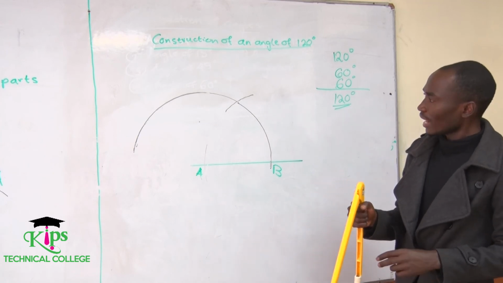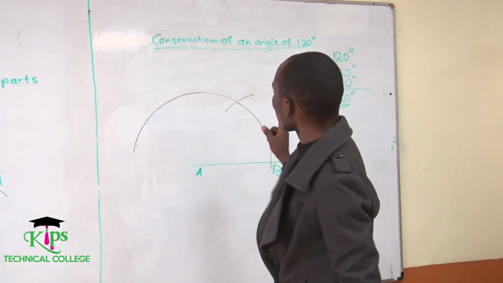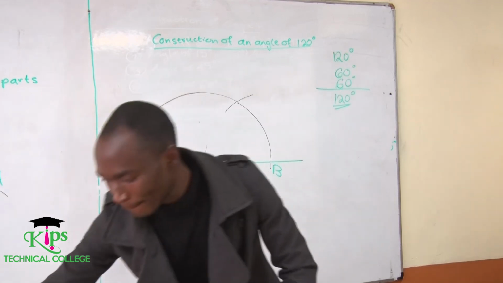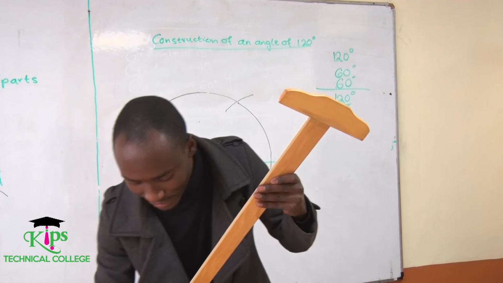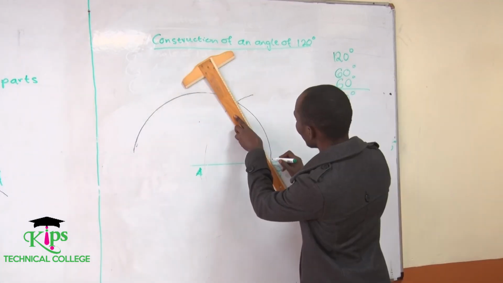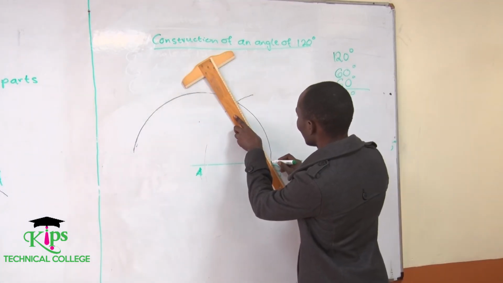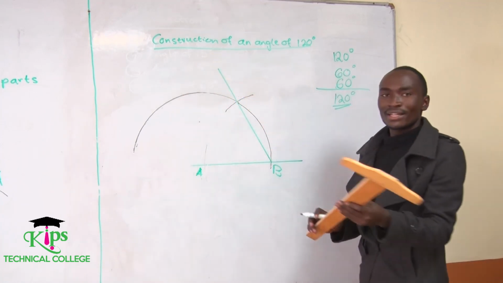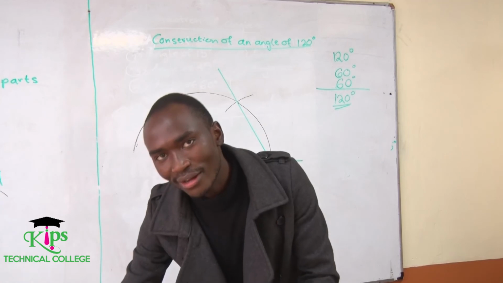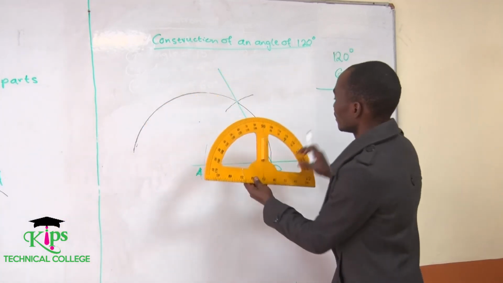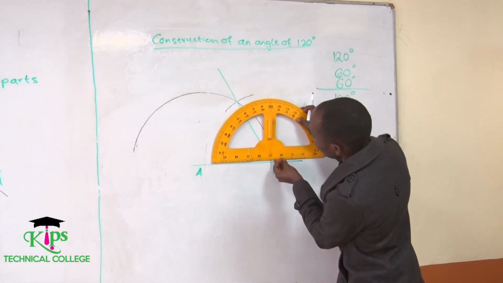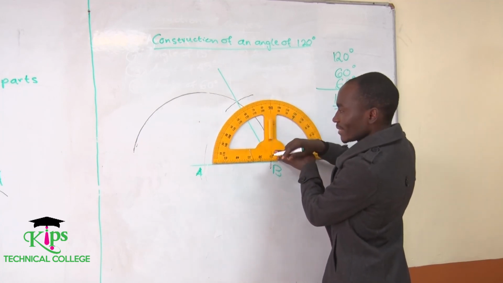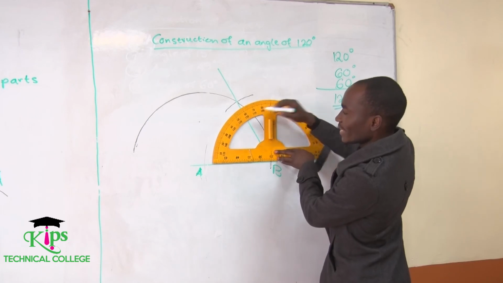Now you will take up your ruler like this one. I will join these two like this. So first of all, by confirming, this should give you 60 degrees. So this is 60.